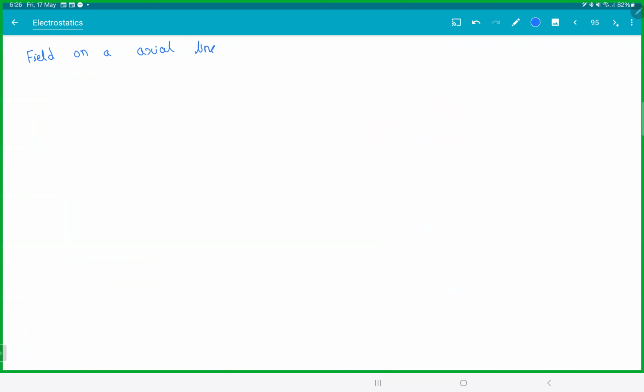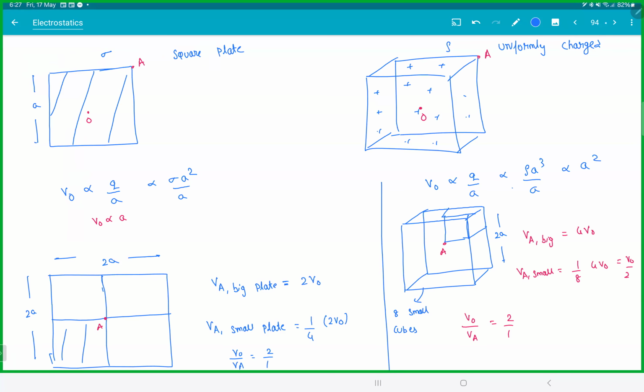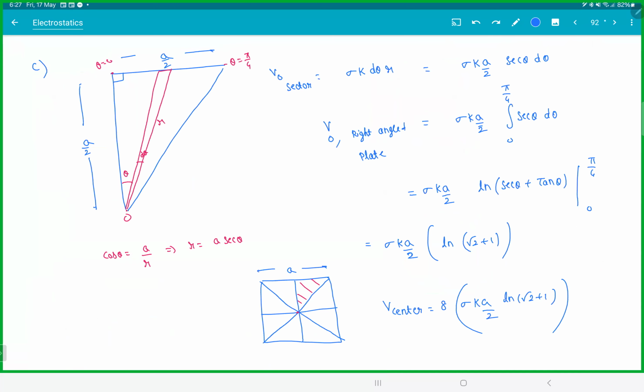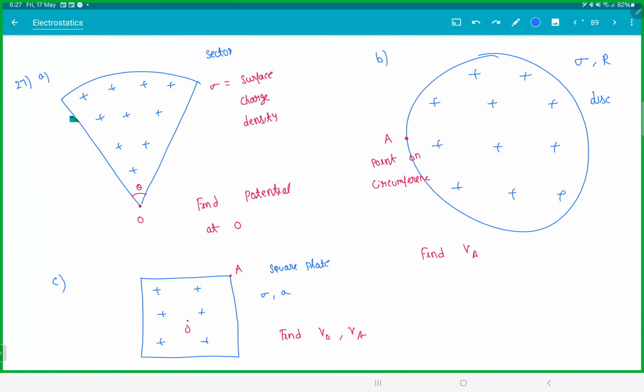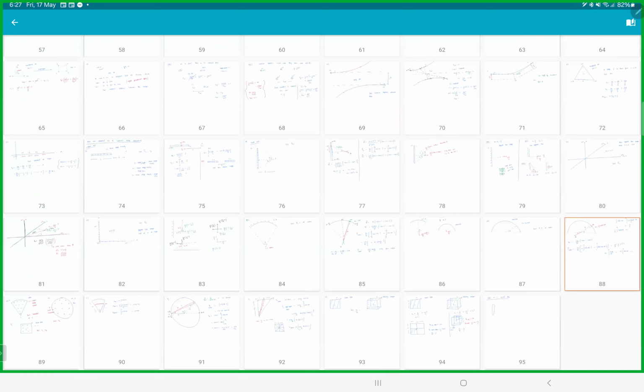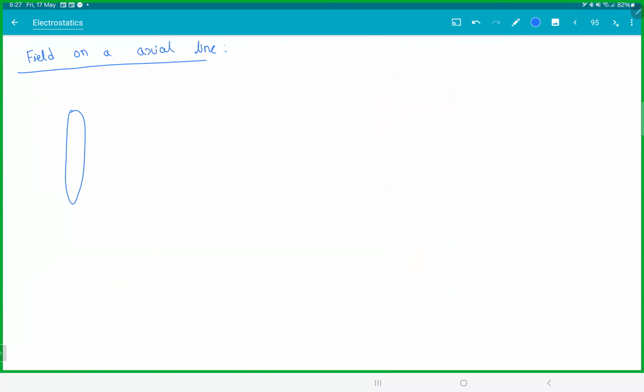Field on an axial line. Sir, the force between two rods? That is a homework. You have to send me a working. Those things, like I said, are all mathematical questions. You guys try. Take your time. Take a week, no hurry.